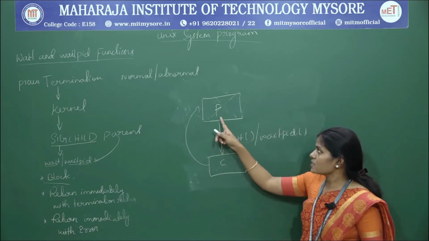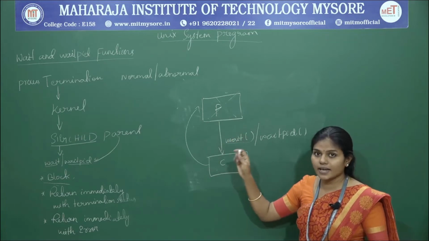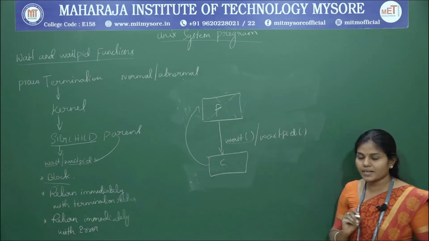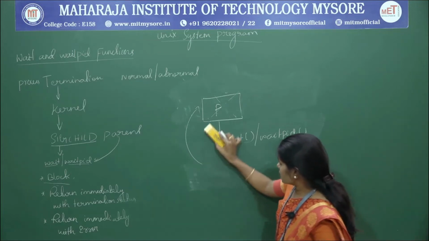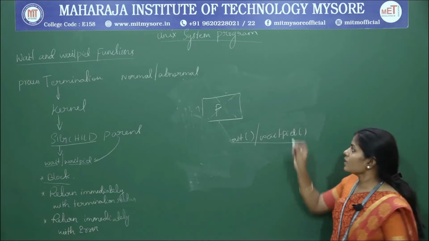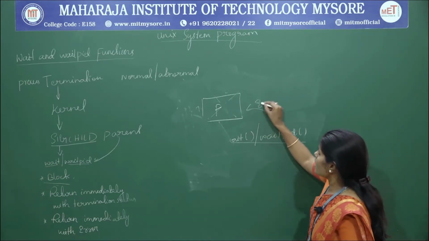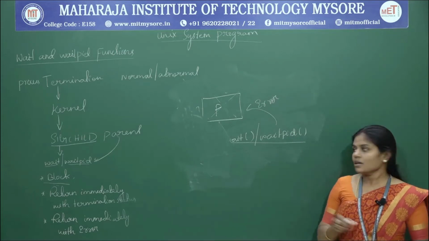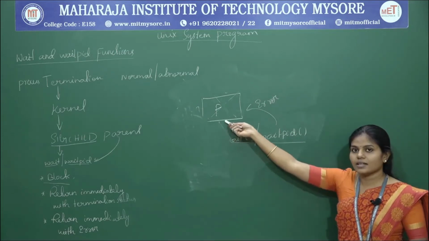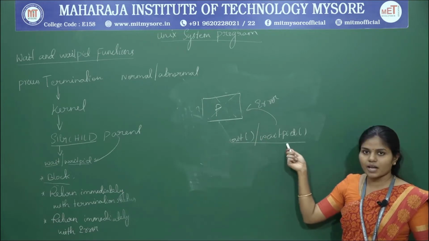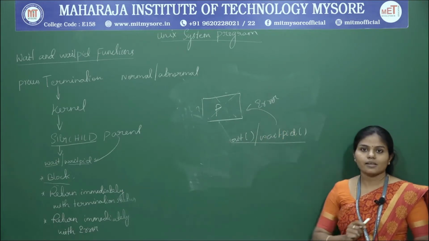Now suppose, for example, the third case is the parent calls wait and waitpid. If no child is there, then what happens? Then it is going to return the error message immediately to the parent, since it does not have any child. If it calls wait and waitpid, it is going to get an error message.